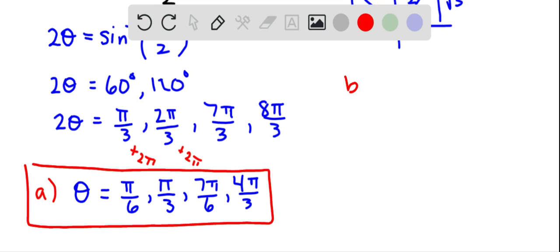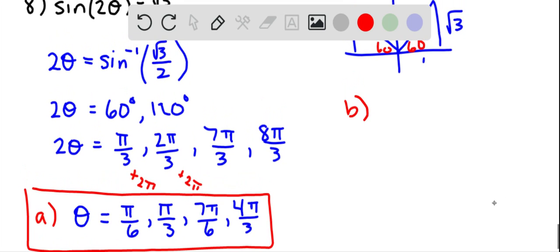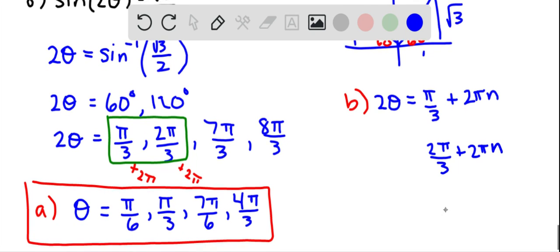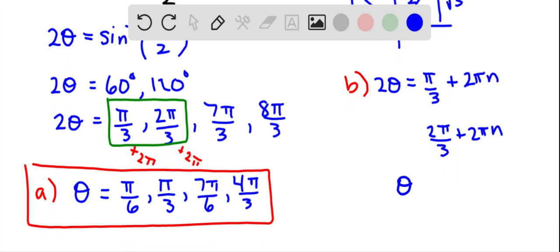And then for part B, just go back to where we had our single set of answers initially, where we had 2 theta equals pi over 3 and 2 pi over 3. So we're going to write pi over 3 plus 2 pi n. And then we're going to write 2 pi over 3 plus 2 pi n. And then after that, we divide everything by 2. And we get pi over 6 plus pi n. And we get pi over 3 plus pi n. And those are the answers for B.